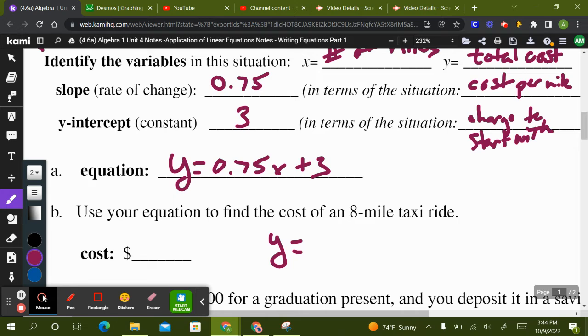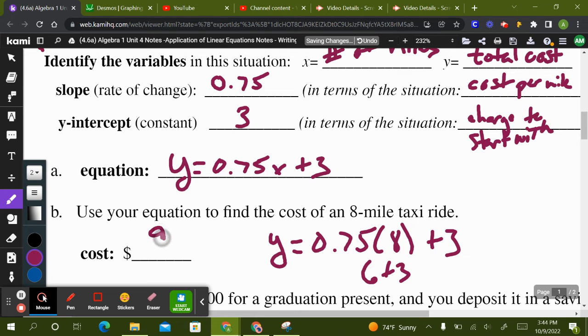So we're going to say y equals 0.75 times 8 plus 3. We're going to get out a calculator. We're going to say 0.75 times 8. That equals 6. 6 plus 3 is 9. So this taxi ride would cost me $9 total.